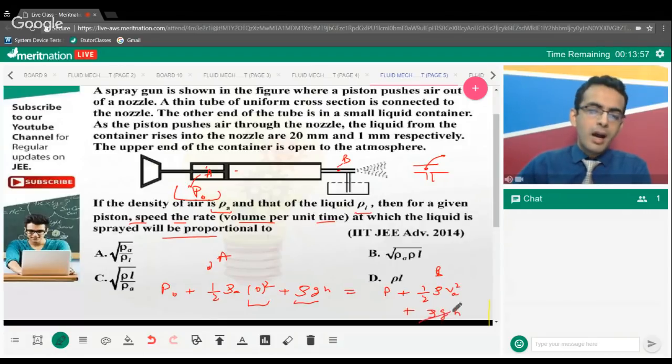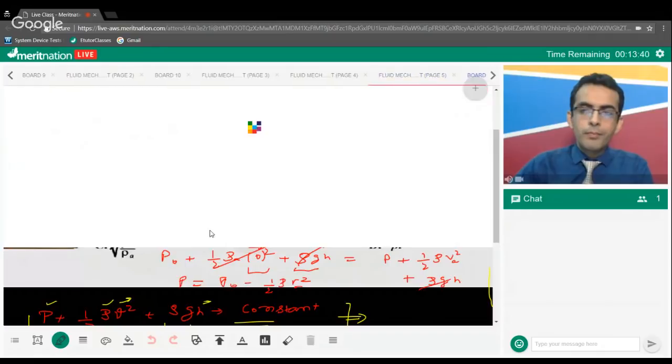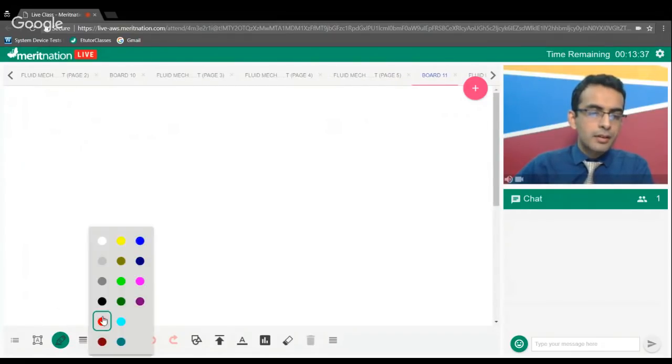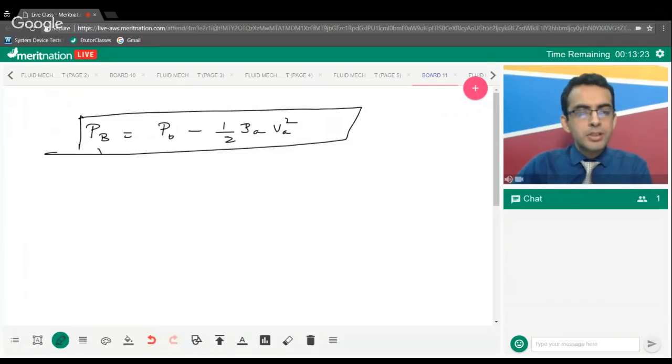Now both of them are at the same height, so you can cancel out this part, and this becomes 0. So you can say that the pressure at point B is equal to P naught minus half rho A VA square, right? So I'm saying the pressure at point B is equal to P naught minus half rho A VA square, and that is the pressure due to air at point B.